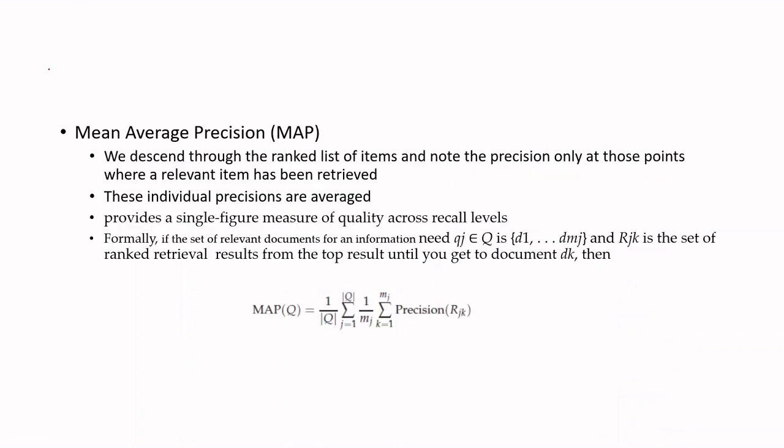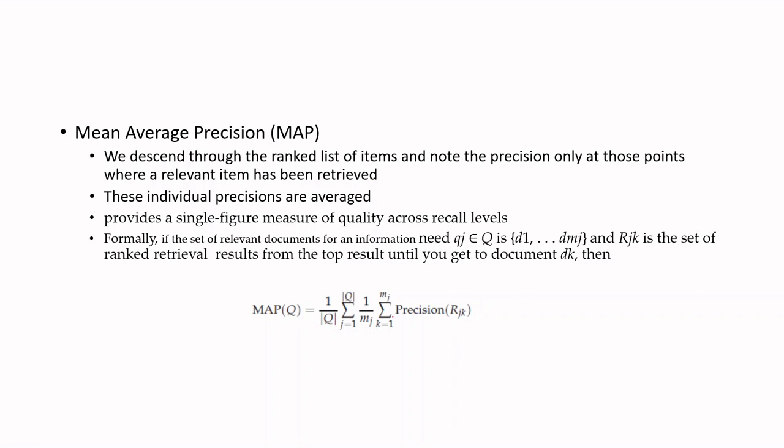Okay, in MAP, what we do is we descend through the rank list of items and note the precision only at those points where a relevant item has been retrieved. So you go through the rank list of items, and we find out the precisions only at those points where we have a relevant item. Now these individual precisions are averaged, and this average value is taken for multiple queries on the system.